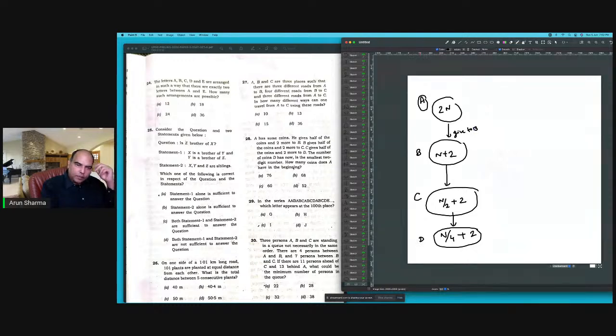The number of coins D has now is the smallest two-digit number. So the smallest two-digit number is 10. So n must be, if you solve n by 4 plus 2 as 10, you'll get n by 4 is 8, and that means n is 32. So n is 32, and that means how many coins does A have in the beginning? It's 64. And just run it through, 64 will become 34. 34 will become 19.